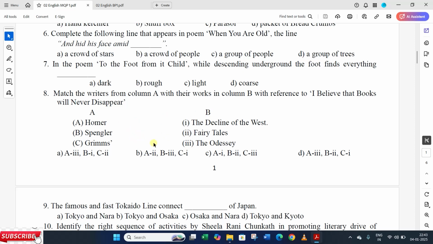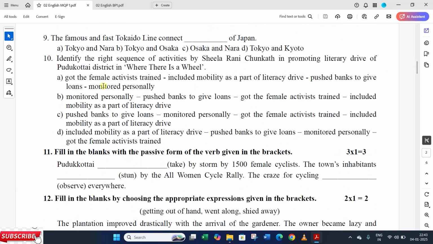It could be anything based on the exam paper setter's mindset, right? So one question is of match the following, and in the 10th question you will definitely find identify the right sequence of activities, right? Here you will be given a sequence of activities, and you have to choose the right sequence of activities from the lesson, and for that you have to read the question and the text very carefully. This is what the question is about.